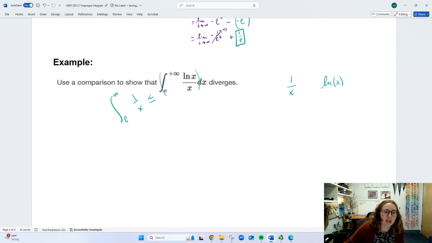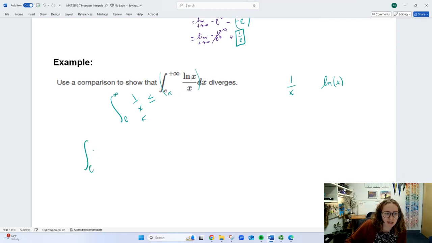Ooh, but if I choose 1 over x, so I'm really comparing it to this function, e to the positive infinity, 1 right here is always going to be smaller than ln of x as long as x is bigger than e, which is what we're doing. We're looking from e, and then as e gets bigger. So all I need to show is that this function diverges, and then I'll know that the function I'm actually trying to find diverges really does.